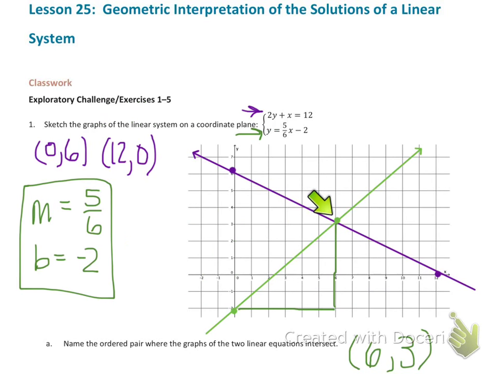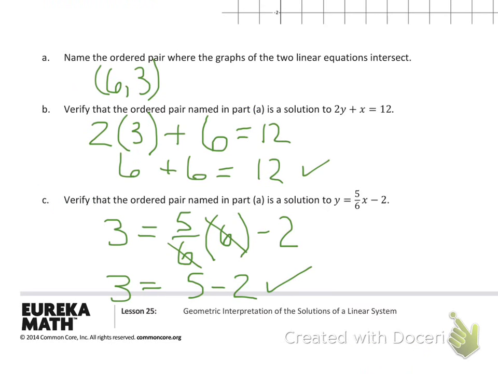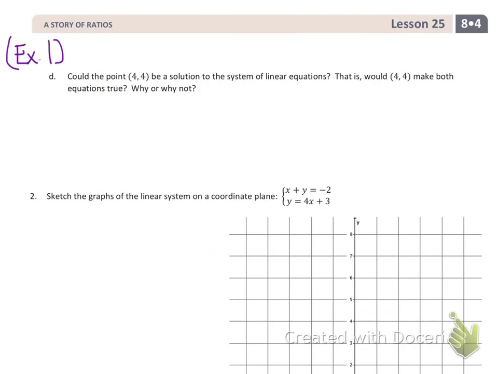And we saw in the last lesson that you can't always be super accurate on these graphs, but when they do cross at grid lines, then it's a little easier. Okay. So there you go. So let's look at another one. Okay, so this goes with example 1.